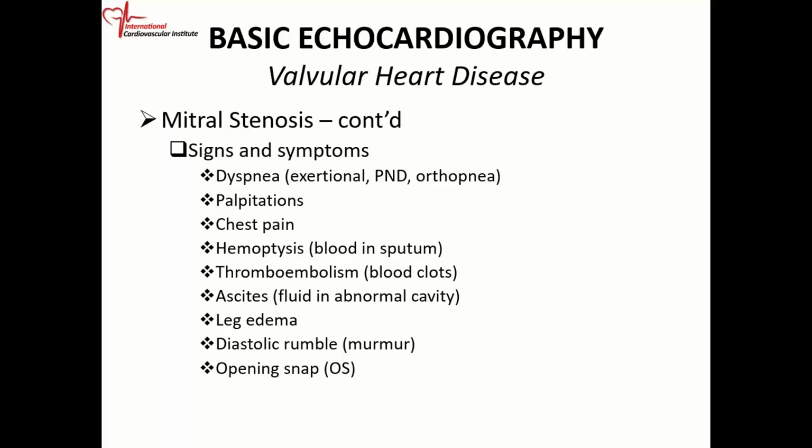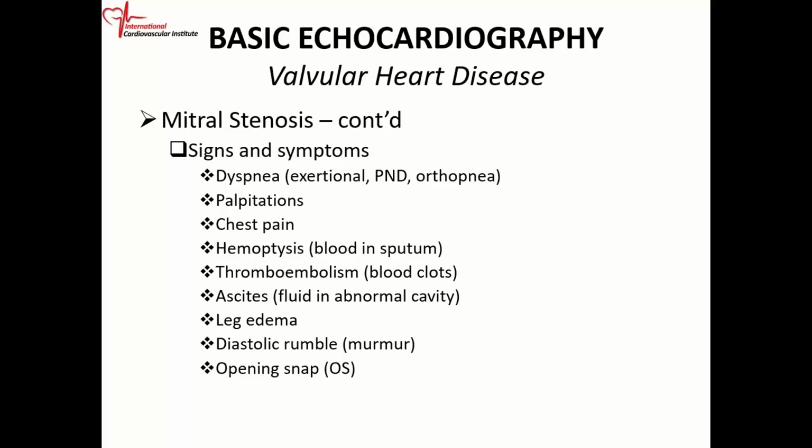Ascites, and that's just from the backup of pressure. Again, increased pressure in the left atrium, increased pressure in the pulmonary venous system, and that goes into the pulmonary arterial system, and you have increased pulmonary pressures, and the patient can develop an engorged liver, ascites, and leg edema from the same pathophysiology.